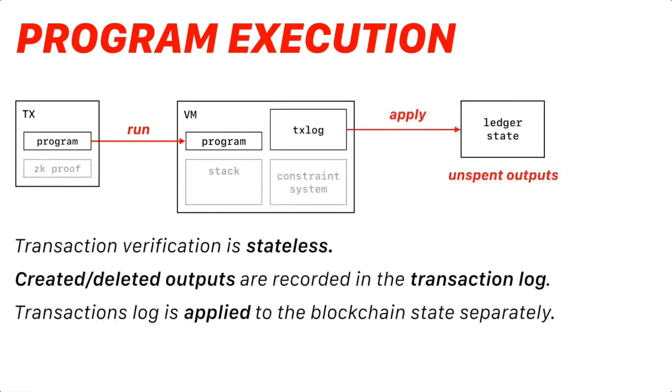Another effect of transactions is deleting existing outputs and creating new ones in the UTXO set. During execution, the VM does not change the UTXO set. Instead, all updates to the blockchain state are recorded in the transaction log, which is applied later if execution succeeded. This allows verifying all transactions in parallel and applying changes very efficiently in a batch.